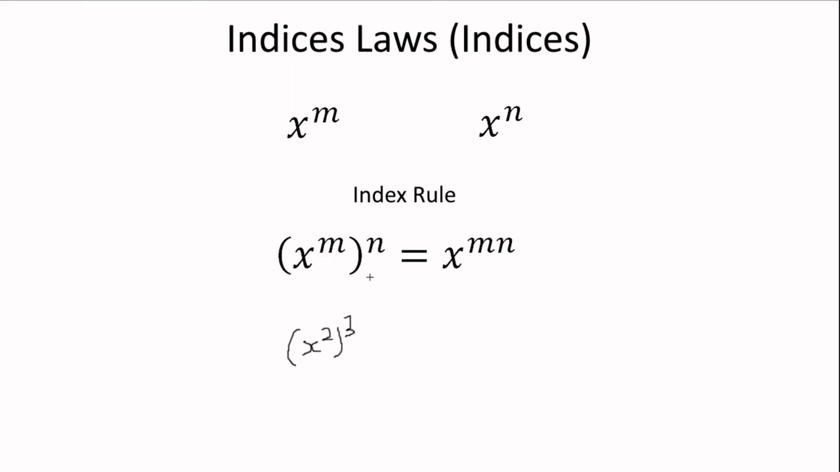And then if you want to simplify that, you quite simply multiply m and n together. You multiply the indices in this case. And so you just have x to the power of m times n. And the reason why that works is simply because, let's just quickly do this. Remember that anything to the power of something means it is multiplied by itself that many times. So in this case, you have x squared multiplied by itself 3 times.